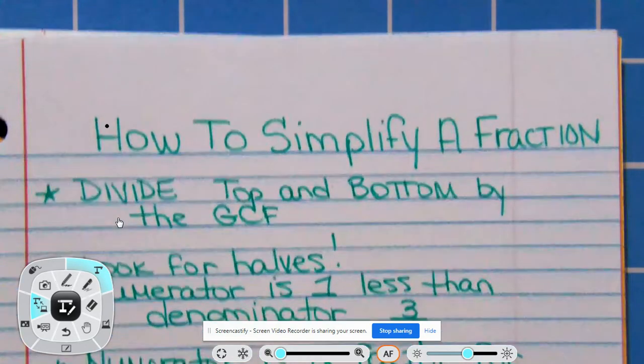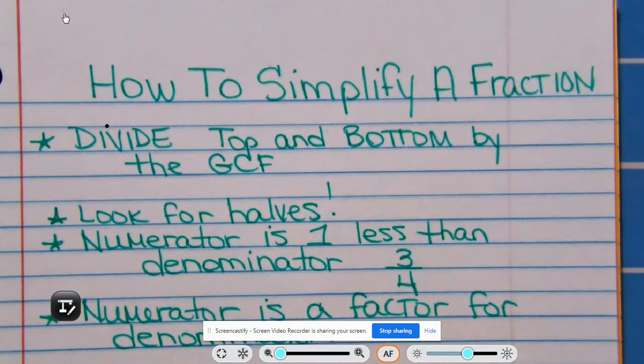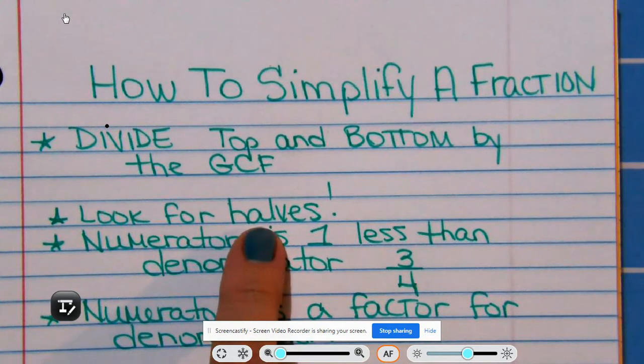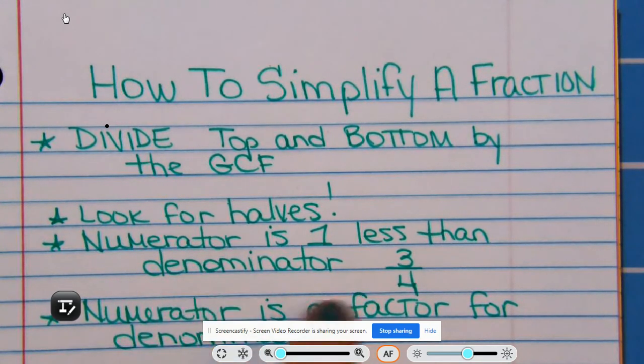A couple of little tips that can help you when you are simplifying. Look for halves. That means look for fractions that are equal to 1/2, like 6/12, 5/10, 4/8, where your numerator is half of the denominator. Look for fractions where the numerator is 1 less than the denominator, like 3/4. When your numerator is 1 less than the denominator, the fraction is already simplified.